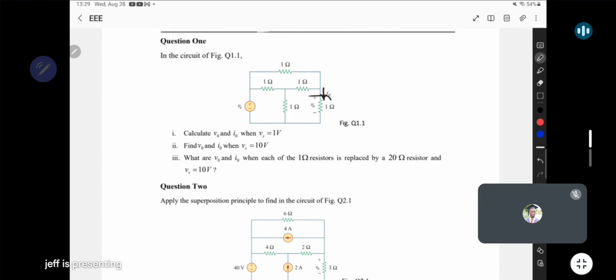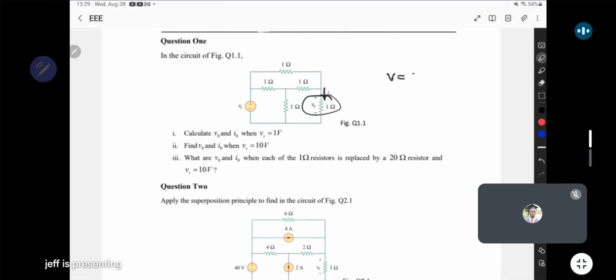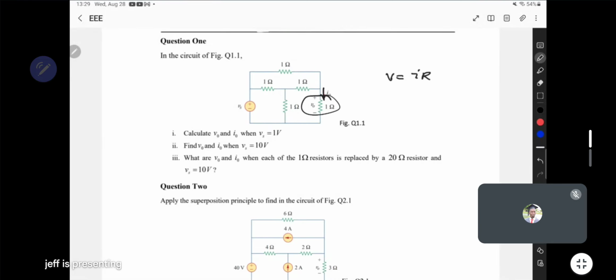So for this 1 ohm resistor, when we use Ohm's law, V is equal to IR. For that 1 ohm resistor, the voltage is V0, which is the voltage used by that 1 ohm resistor. The current passing there is I0, and the resistance there is 1 ohm. So this is Ohm's law for the 1 ohm resistor there.